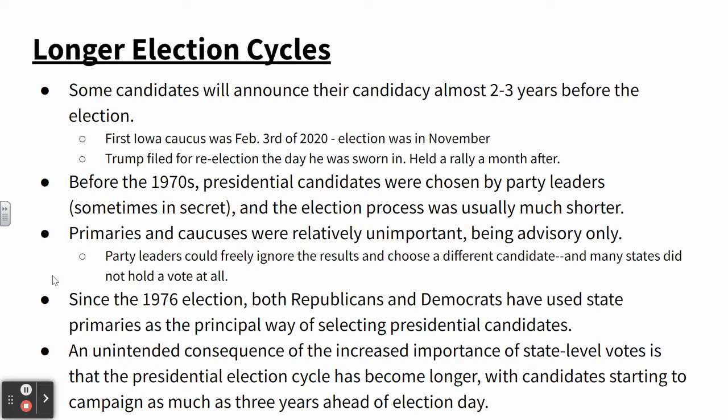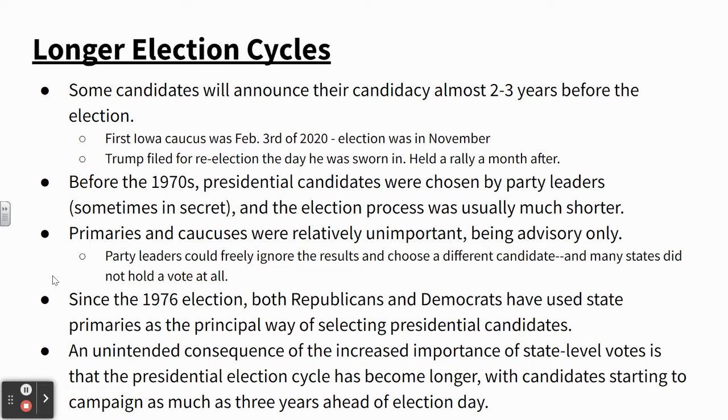Since the 76 election, both Republicans and Democrats have used state primaries as the principal way of selecting presidential candidates. All right. This is the way we know of, the way we've discussed. And this has changed the campaigning process, and it's lengthened the campaign process. So you first got to compete in your party, and then you got to go compete in the regular election. And that's where you'll see the messaging really differs.